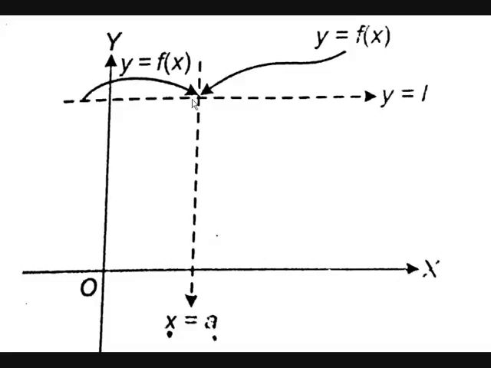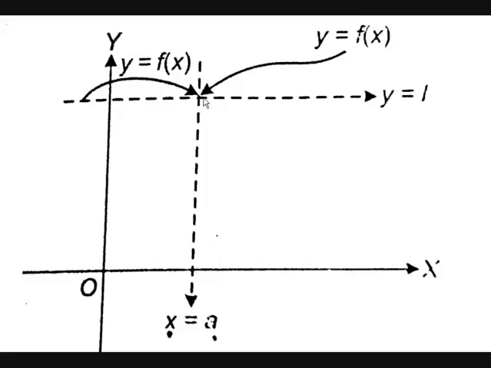Now let's discuss a case where the left tendency is equal to the right tendency. What does it mean? If the left tendency is equal to the right tendency, let's say at x equal to a, then f of a is equal to l. Then we can say that the limit as x tends to a of f of x is equal to l, which means the limit is possible at that particular value.